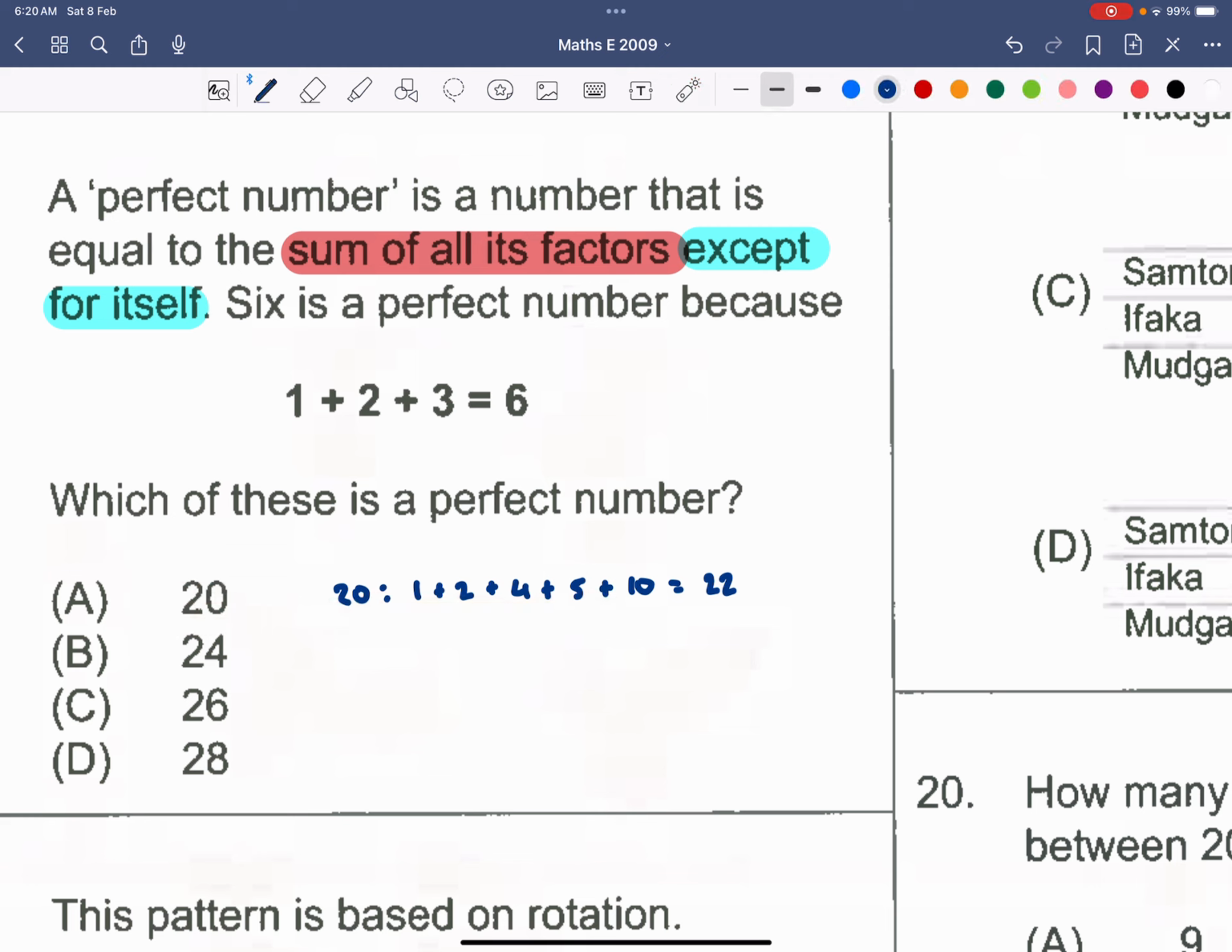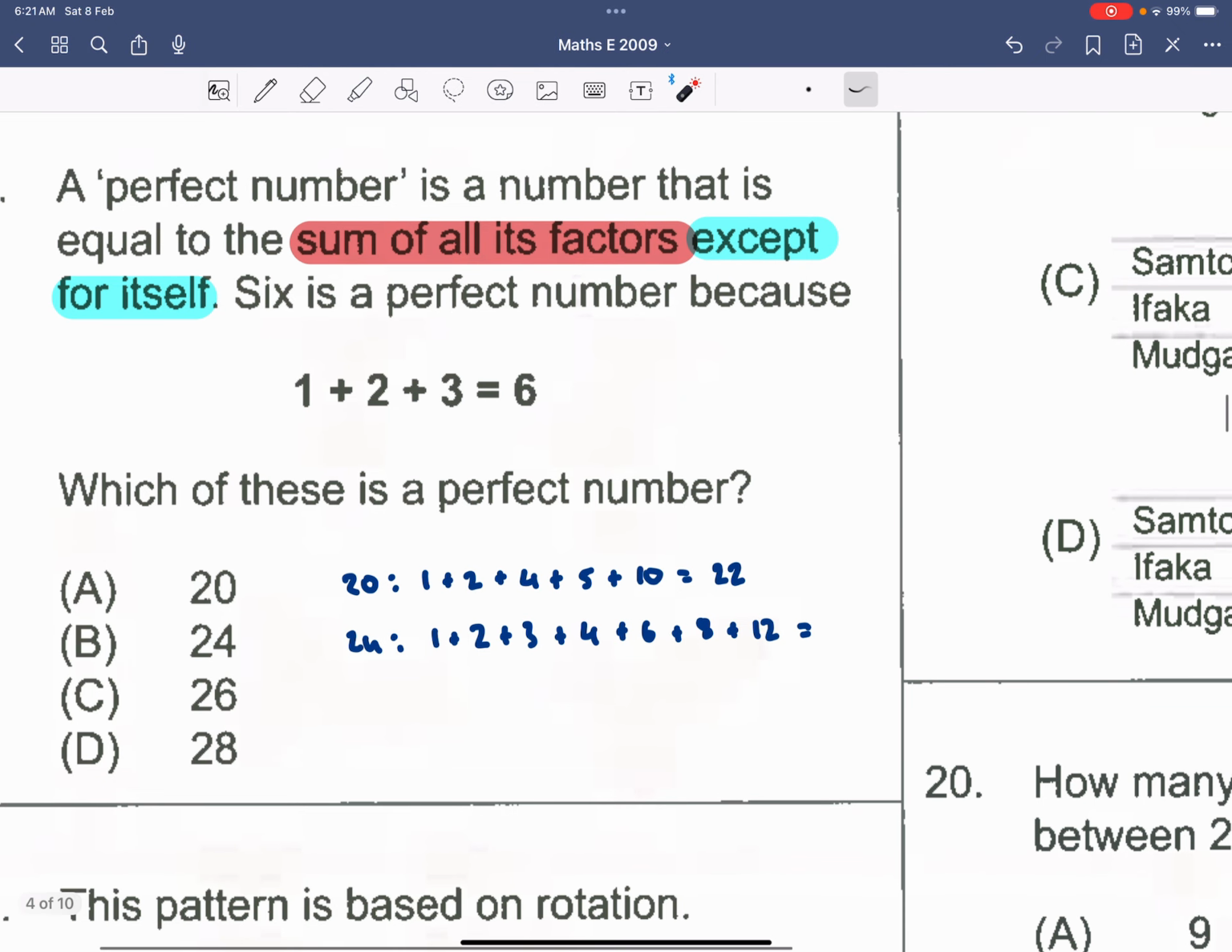Let's try 24. So 24, what goes into 24? 1 goes into it. 2 goes into it. 3 goes into it. 4 goes into it. 5 doesn't. 6 goes into 24. 8 goes into 24. All right, you can see there's not going to be the answer. There's too many numbers that go into 24. This is too big. And then 12 even went into 24. 1 plus 2 is 3, plus 3 is 6, plus 4 is 10, plus 6 is 16, plus 8 is 24, plus 12 is 36. You can see it went way too big, so it's not that.